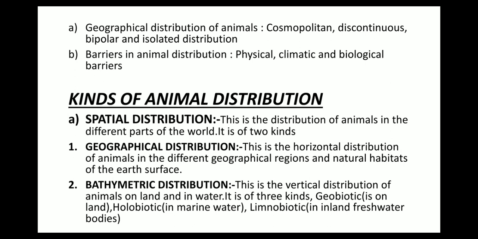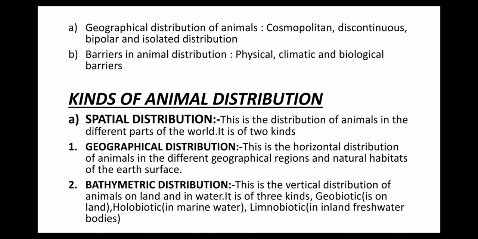Next, bathymetric distribution. This is the vertical distribution of animals on land and in water. It is of three kinds, namely geobiotic, halobiotic and limnobiotic. Geobiotic distribution is on land. Halobiotic distribution is in marine waters and limnobiotic distribution is in inland freshwater bodies.